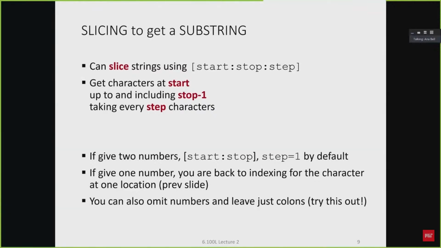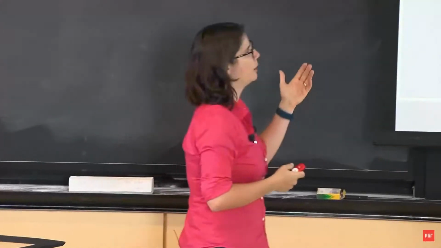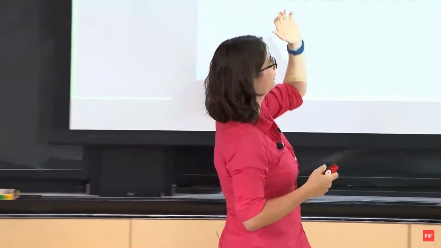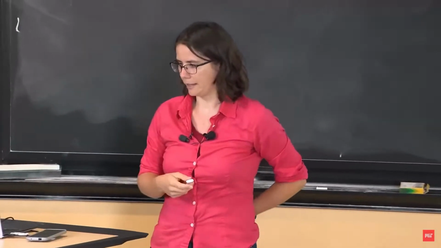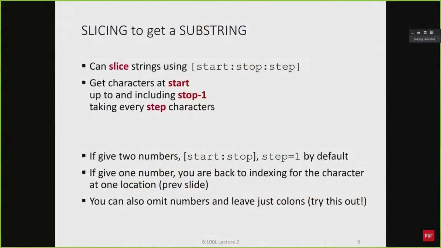And the step means how many characters do we skip. So if the step is 1, we're taking every character. If the step is 2, we'll take every other character. If the step is 3, we skip every 2 characters, and so on. Now, there's a bunch of combinations we can do with these three numbers within the square brackets that you'll get the hang of as you work with these exercises. For now, it won't hurt to always give it a start, a stop, and a step.